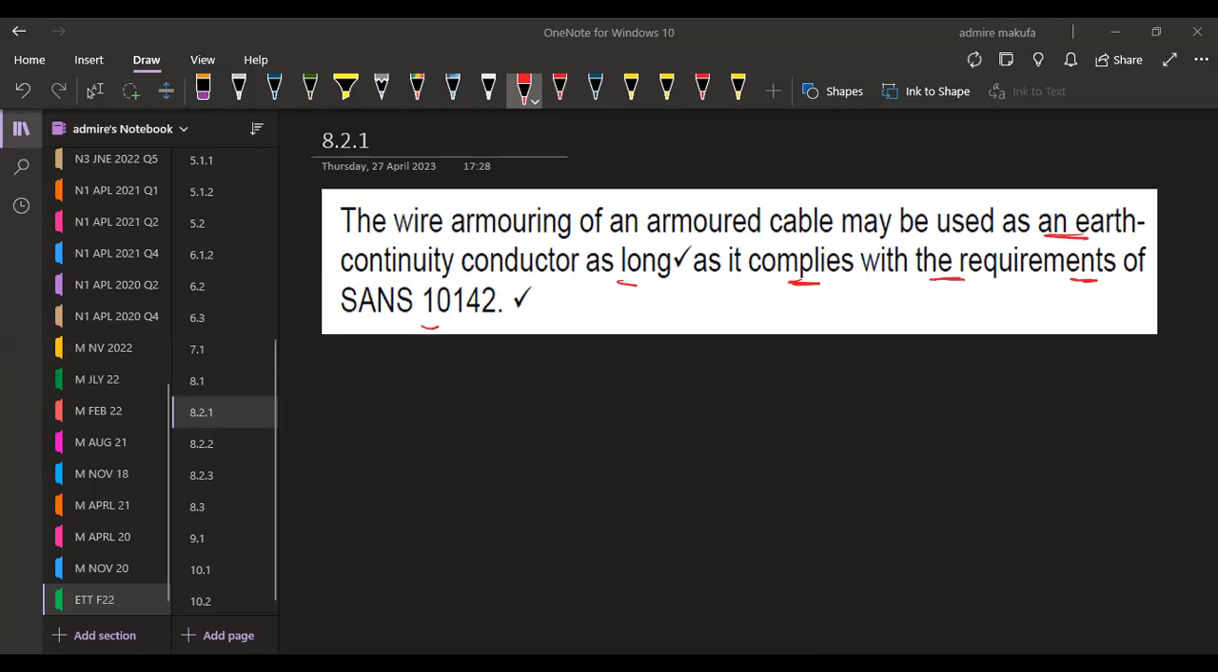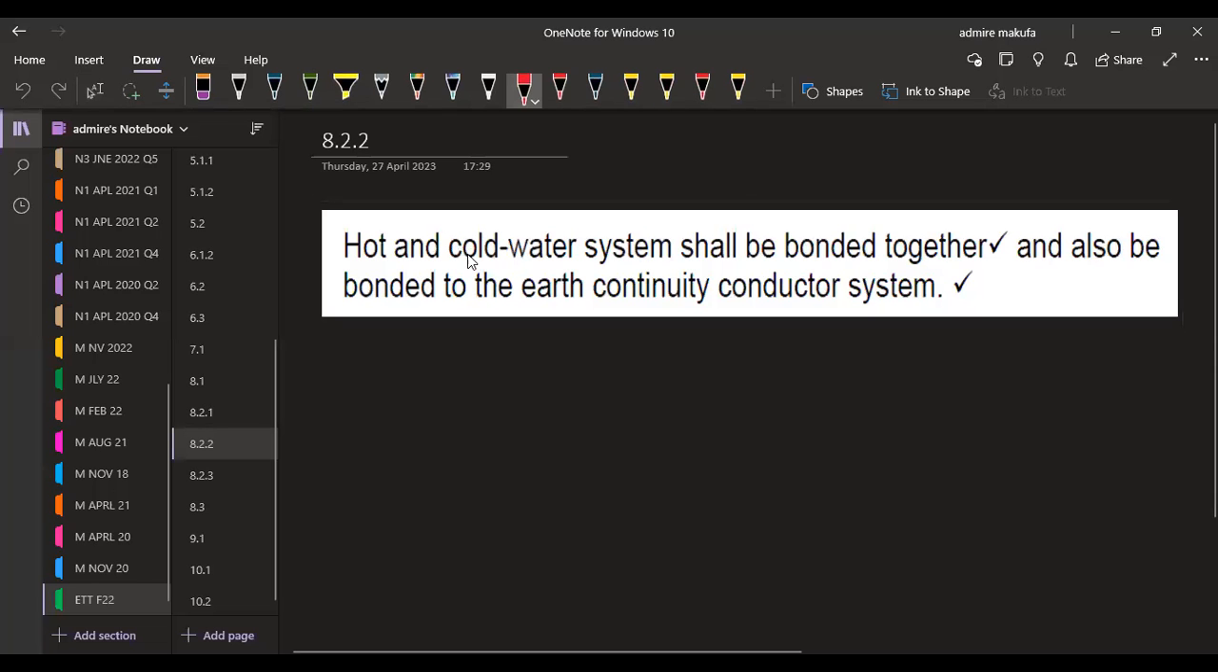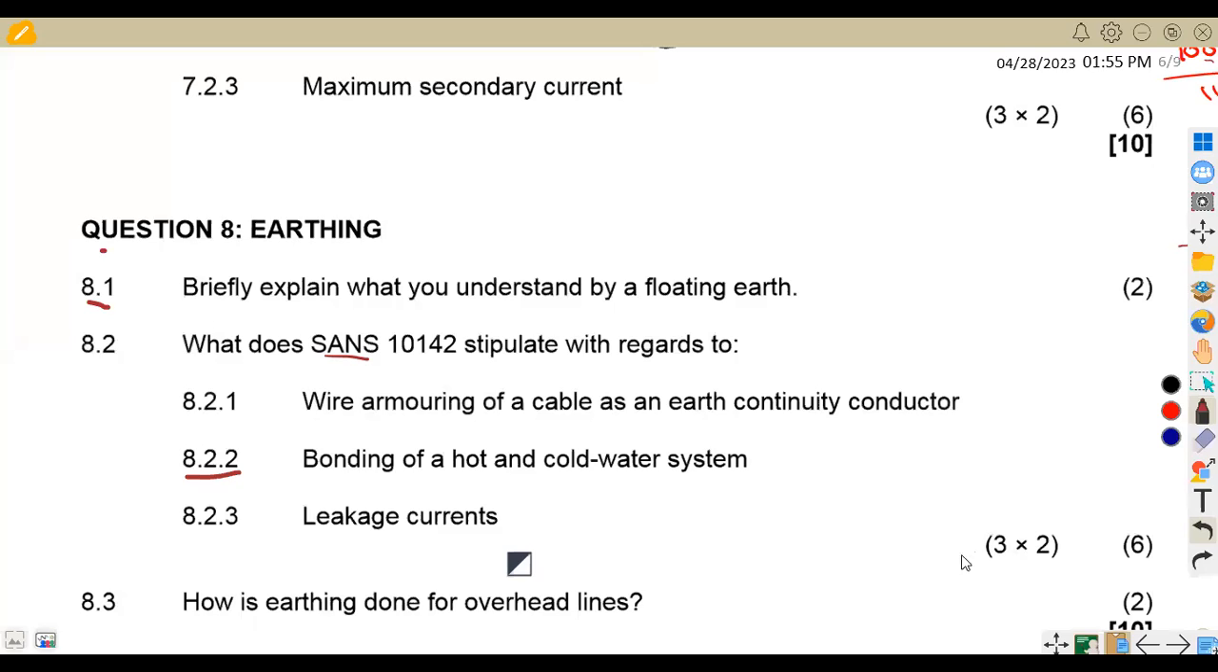All right, so that is what we have, which is the same thing as the 8.2 on the bonding of a hot and cold water system. All right, so this is what we have in this case. What is needed is the hot and cold water system shall be bonded together and also be bonded to the earth continuity conductor system. All right, so this is 2 marks each.